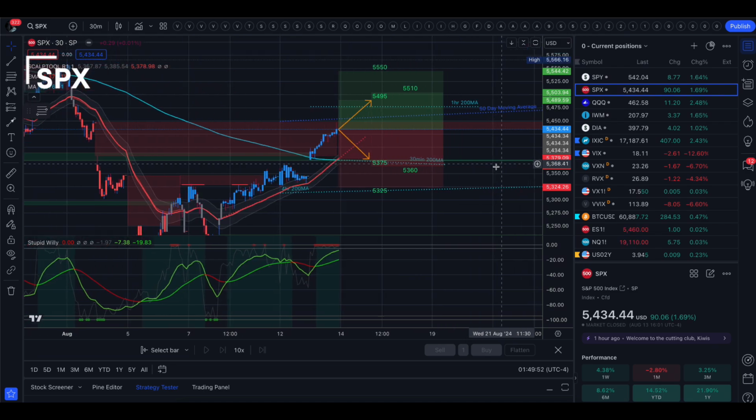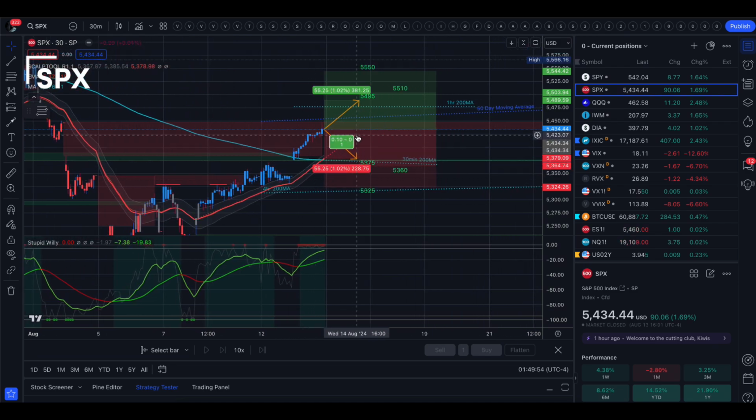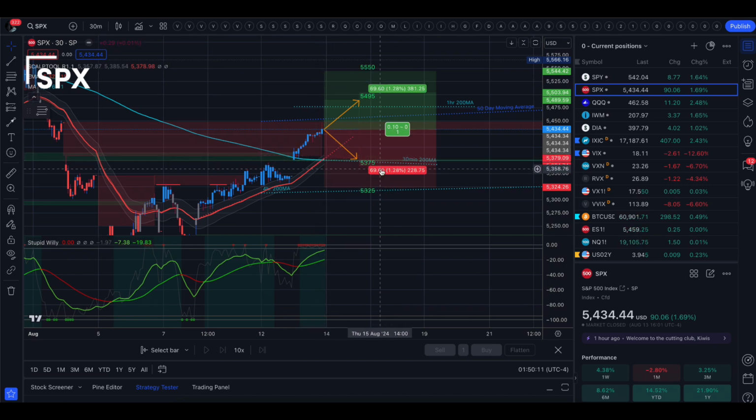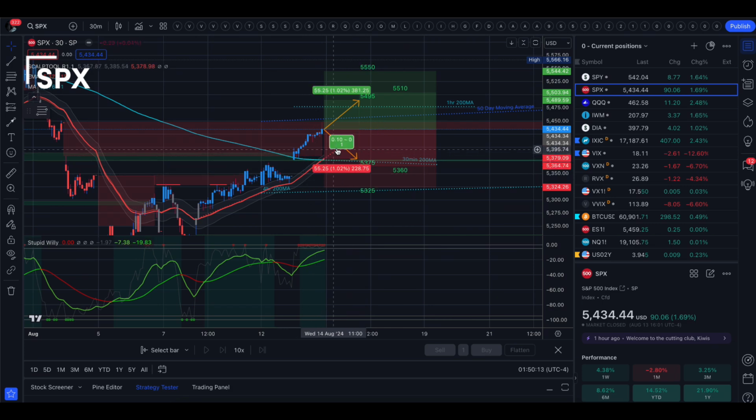And then to the downside, we do have that 35 EMA and the 30-minute 200 moving average. And you can see right here, we did see a bullish cross up. So in SPY, we didn't quite get that cross up. SPX, we did. So tomorrow, very important to see if we see that follow through, because we could see a rejection at this level.